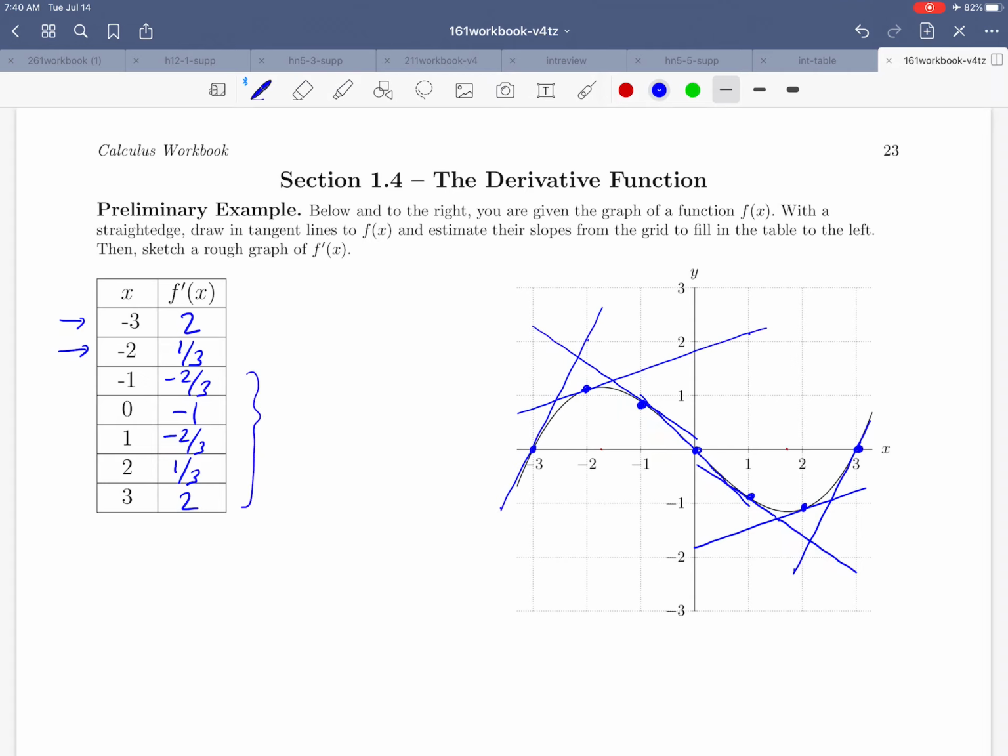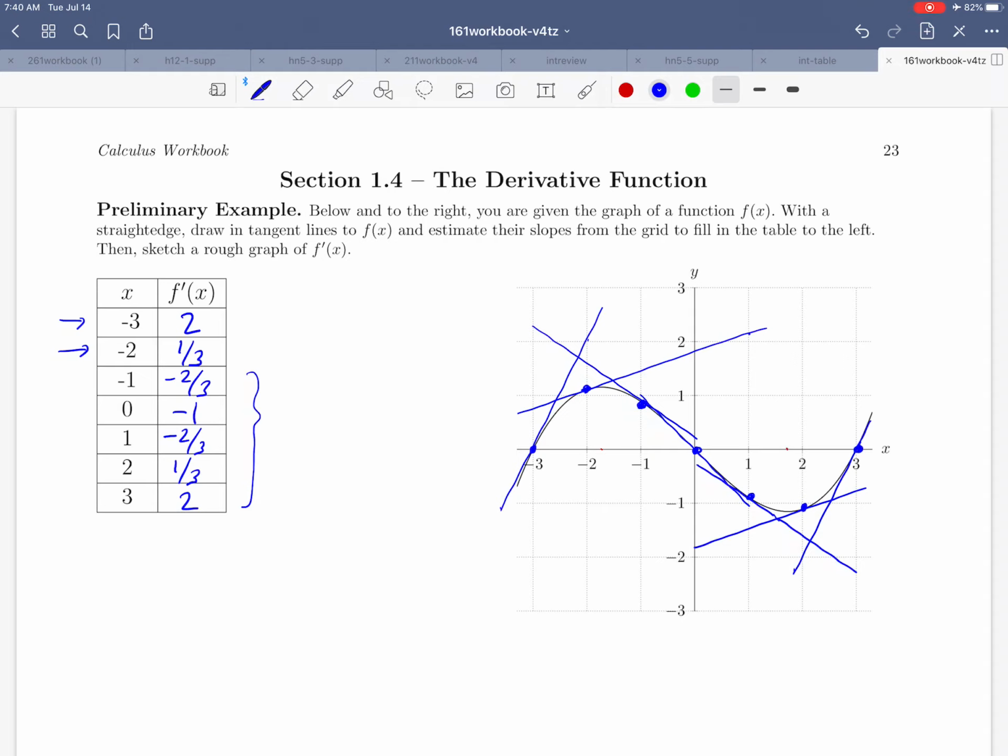Now, if your numbers don't agree exactly with mine, that's okay, because drawing a tangent line is a very difficult thing to do exactly. Hopefully, though, we agree at least on the sign of the numbers. If I have a negative number, you have a negative number, and if I have a positive number, you have a positive number. Other than that, though, there's going to be some room for error here.